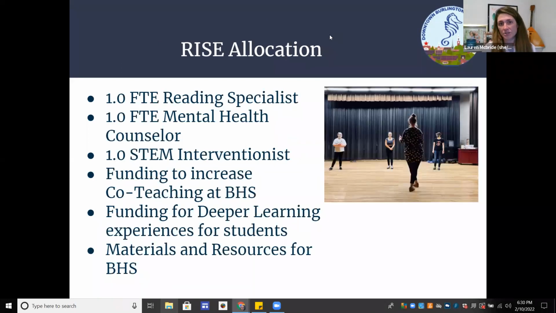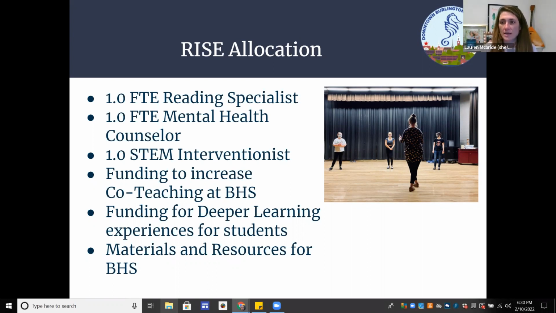So our RISE allocation. One of the initiatives that was launched this year within our district was this RISE allocation as part of our equitable budgeting strategy. The RISE allocation allowed us to really look at where some areas of need are, especially in improving outcomes for our most vulnerable students.